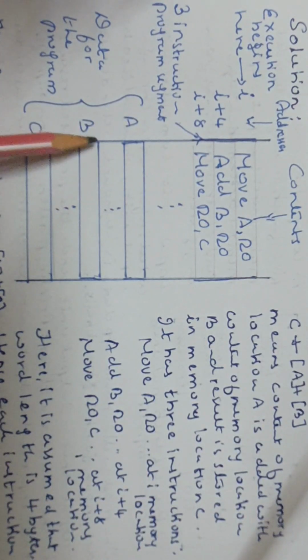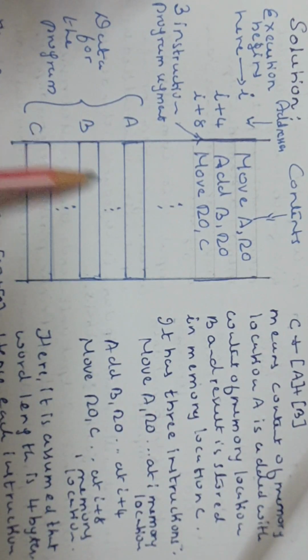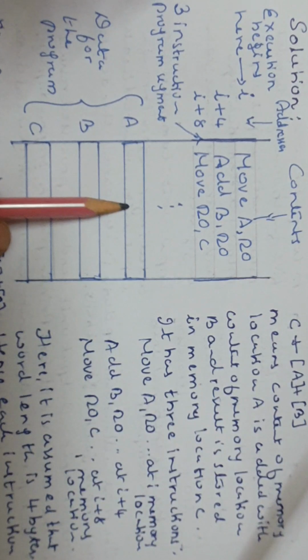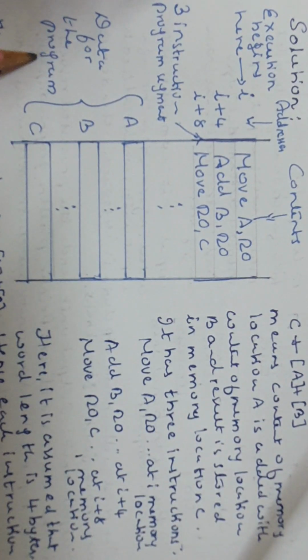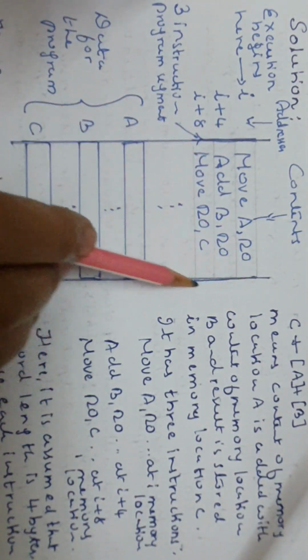Next in memory we can see 3 memory locations. Their names are A, B, C. In A and B the operands will be stored, and they will be added and the sum will be stored in C. That is, the content of A is added with the content of B and it is stored in memory location C. So this is the data for the program, that section. This is the data. This is the 3 instruction program segment.